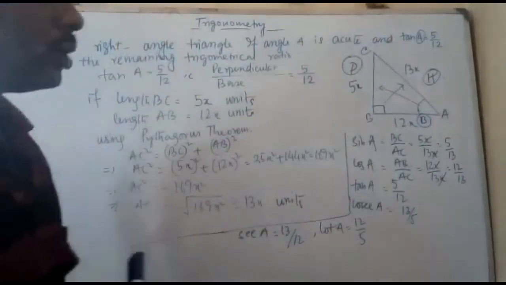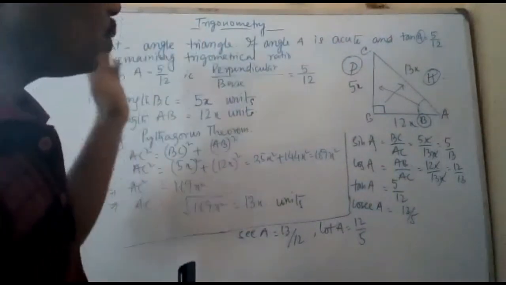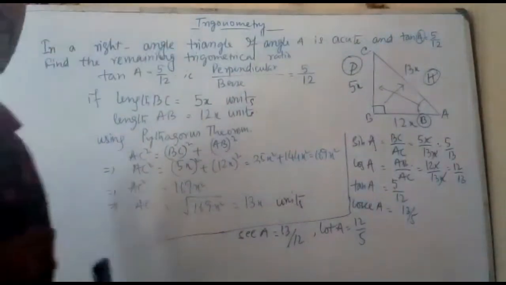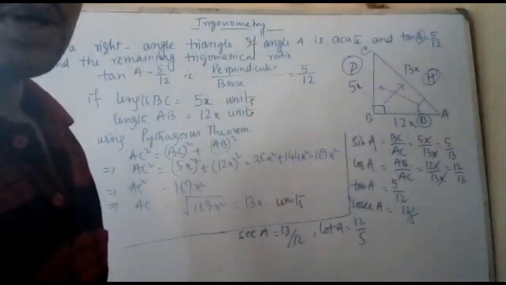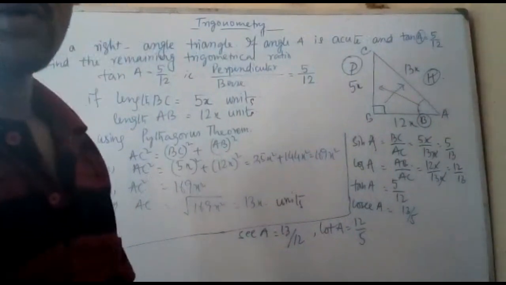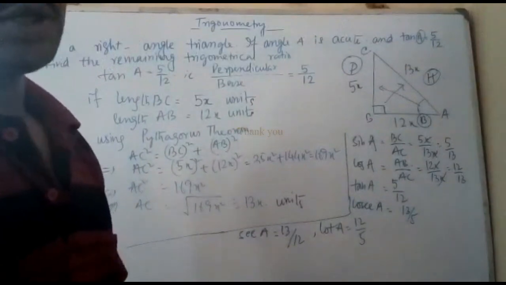So I hope that all of you understood this first part of trigonometry, that is how to find out sine, cos, tan, cot, cosec and sec. If you have any problem, you can send it in our WhatsApp group, and I will gradually complete your exercise. If you have any problem, again I tell you to send it in the WhatsApp group.